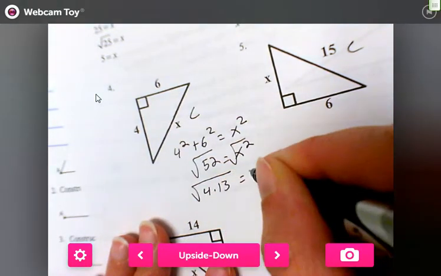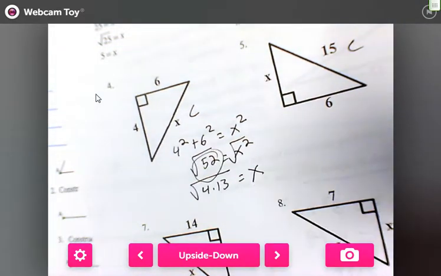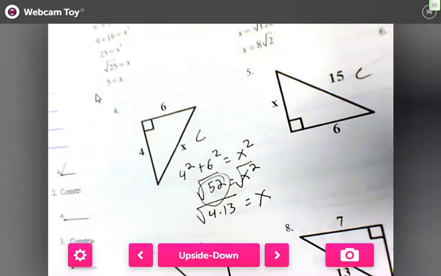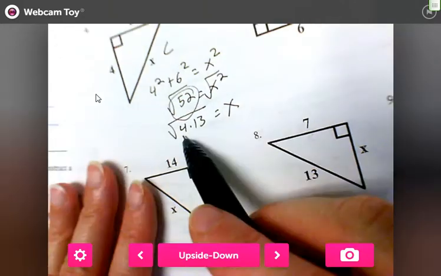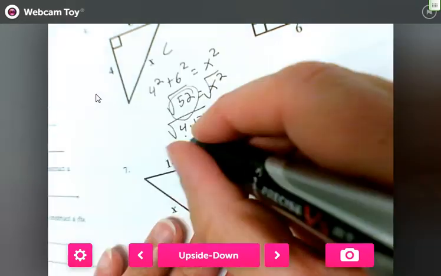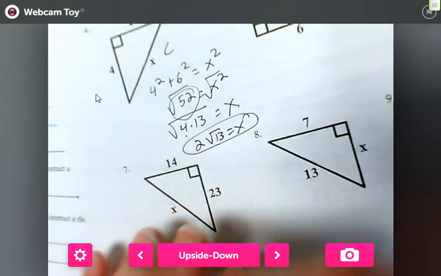You guys okay with that? I tried numbers in here of the perfect squares. If you didn't write them on the top of your page like I did, remember they're right here on the back. Okay. So what's the square root of 4? 2. So I get 2 square root 13 is my answer. We all okay with that?